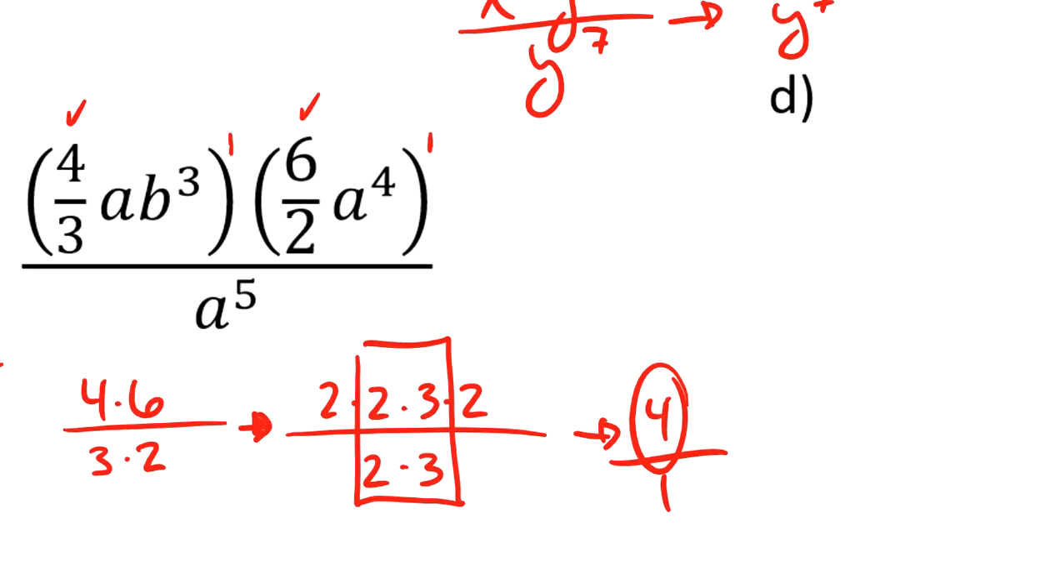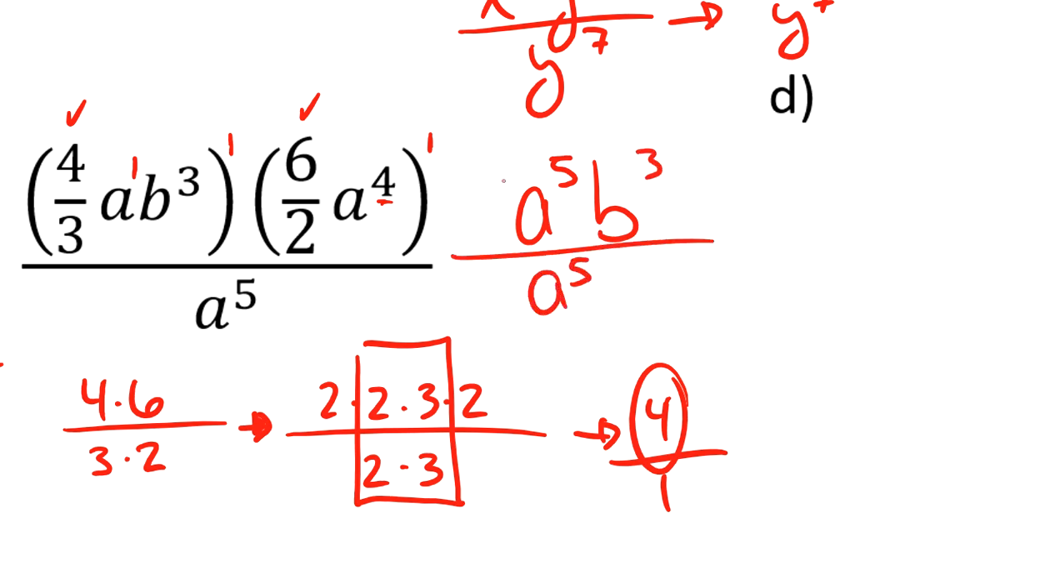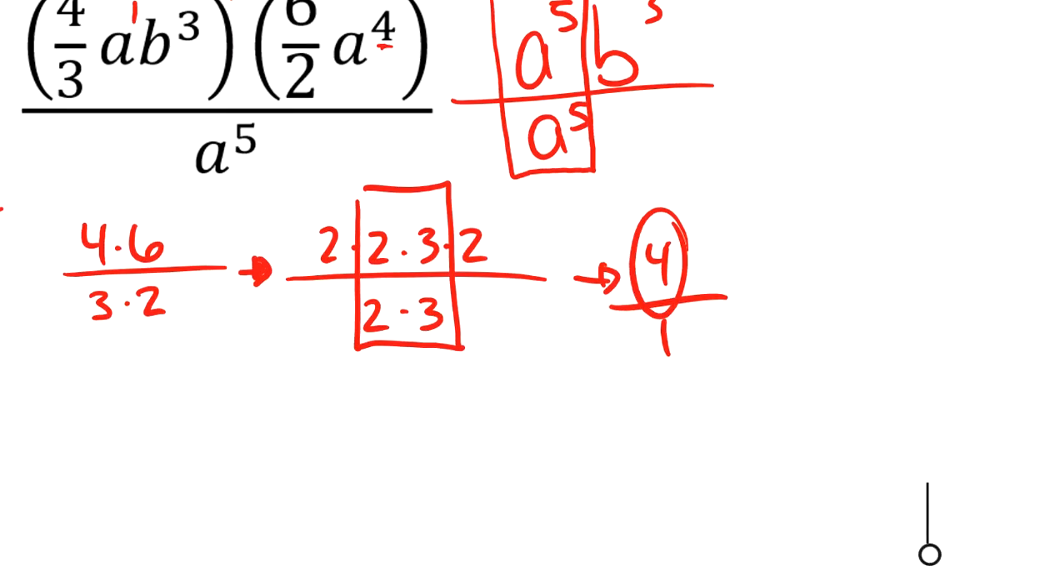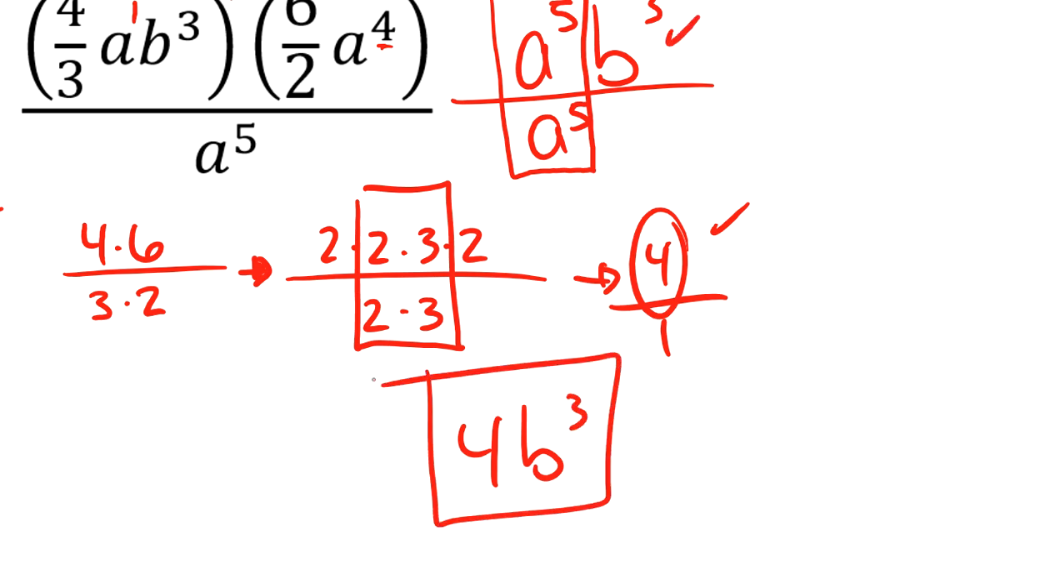I've got an a to the first power and an a to the fourth power. So in my numerator, I've got a to the fifth, and then there's a b to the third, and in my denominator, I have an a to the fifth. Well, I can see these form a giant 1. So I'm left with just 4b cubed for part C. There's a 4, got it, and there's a b to the third, got it. So 4b to the third power.